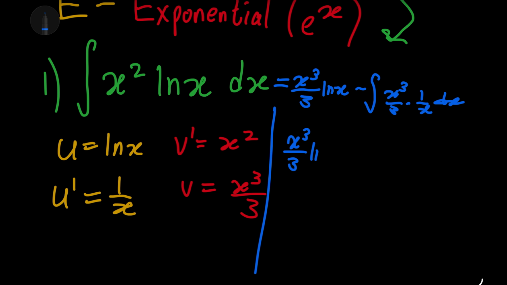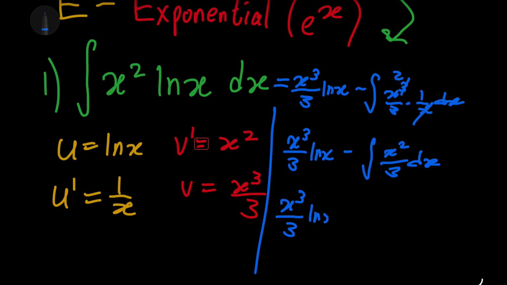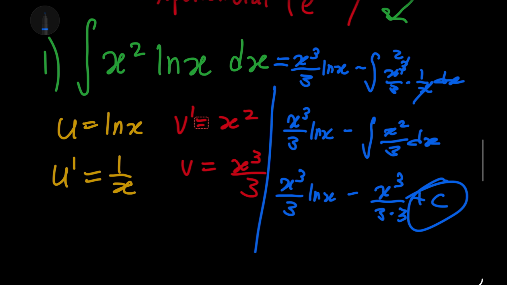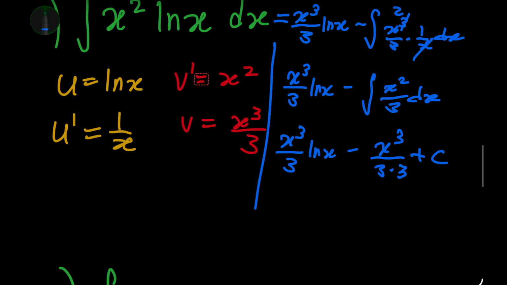And that's basically our answer. So we get x cubed over 3 ln x. We can't do anything with that. Minus the integral of. And now I can cancel these x's. So I get x squared over 3 dx. So the integral of x squared over 3 dx. And then what I can then do is I can say x cubed over 3 ln x minus, and then the integral of x squared over 3 will be x cubed over 3 times 3 plus c. Always remember the plus c here, because this is not a definite integral, right? This is indefinite, which means plus c.